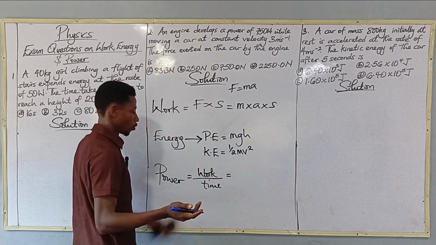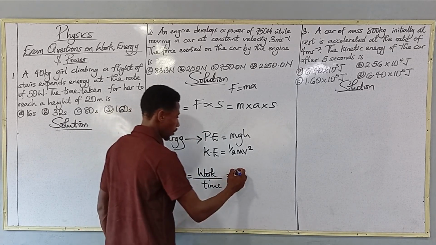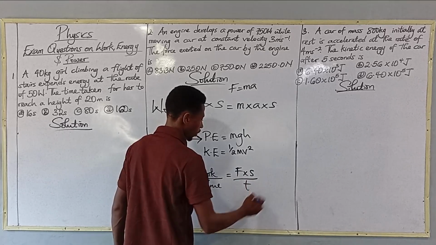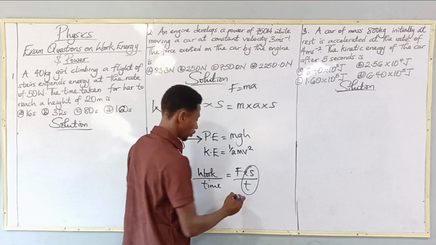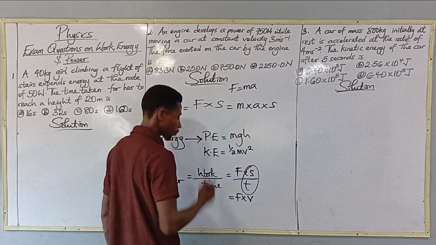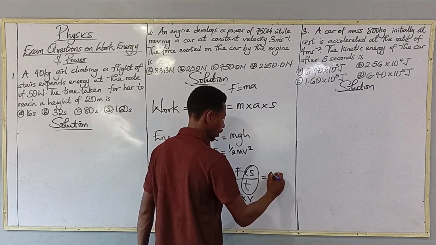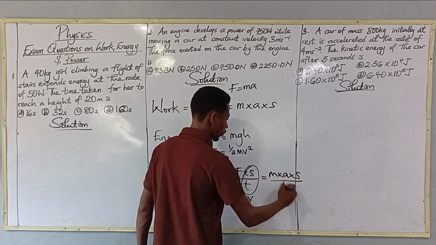You can put in the formulas for work to get different formulas for power. You can say force times distance over time. Distance over time is speed. You can represent that as velocity and say force times velocity. You can also say F is ma, so that is m times a times s over time.